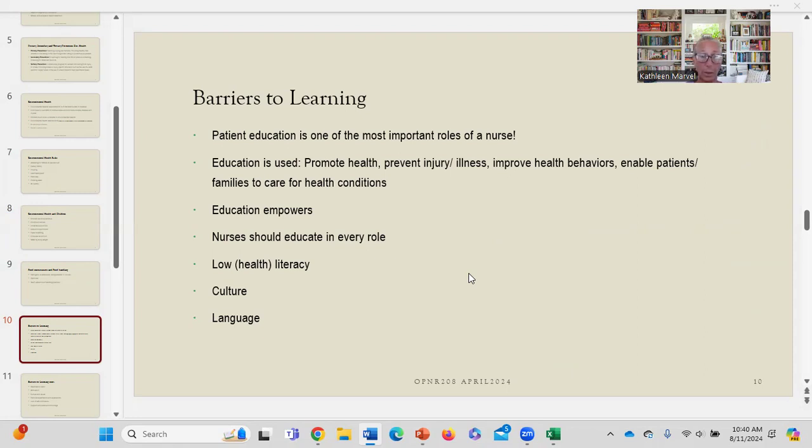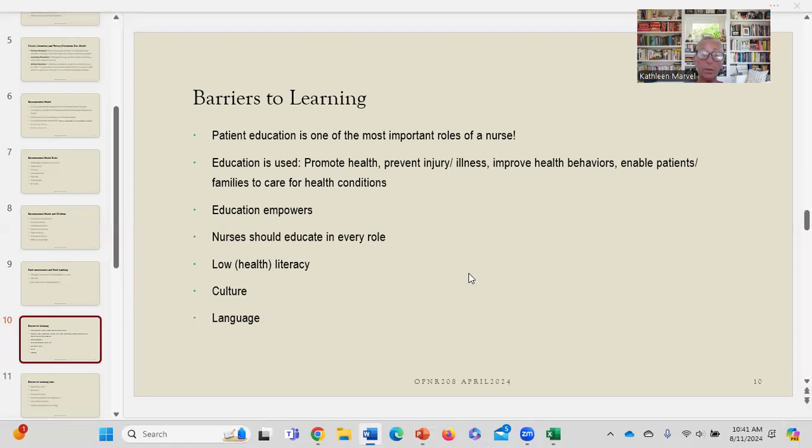One of the most important learner-related barriers is low literacy. Okay. As nurses, we often deal with individuals and populations who are illiterate or have low literacy skills. Maybe they're embarrassed to admit they can't read or comprehend what you're trying to teach them. Okay, so that is a key point, low literacy, right?